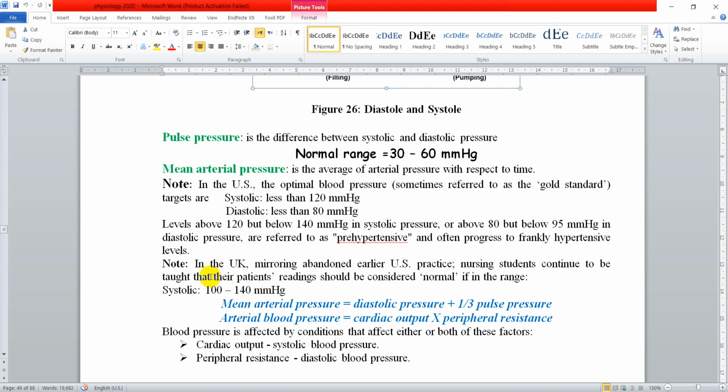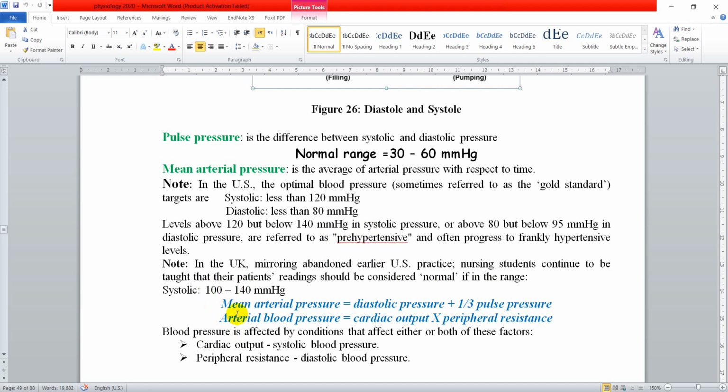Note other note in the mirroring abandoned earlier US practice, nurse students continue to be taught that their patients' reading should be considered normal if the range 140. إن نعتبر هذا ضمن النورمال رينج, ما نقدر نعتبر إحنا hypertensive حتى وإن كان يطلق عليه term pre-hypertensive, لكن نقدر نقول هو normal خاصة بالأشخاص اللي يكونون aged normally إنه يكون عندهم الدايستول high.